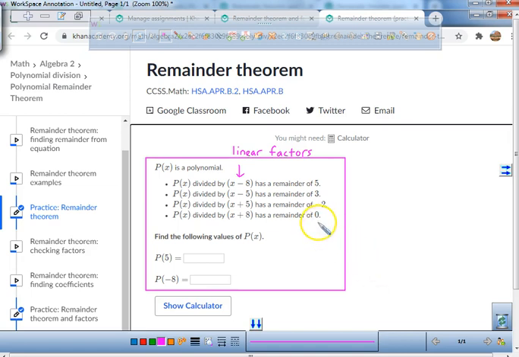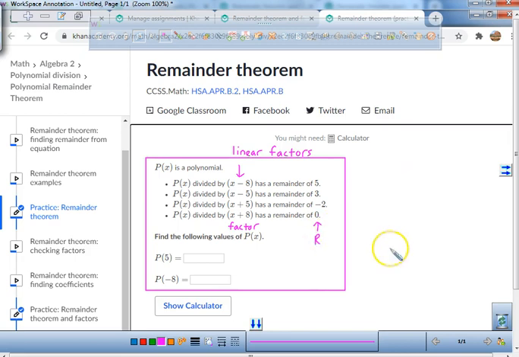Whenever you get a remainder of 0, that means that x plus 8 would be considered a factor that would go into that big old long polynomial. But if you get a remainder other than 0, that means it's not a factor. So is x minus 8 a factor? No. Is x minus 5 a factor? No. x plus 5? No. x plus 8 would be a factor because it has a remainder of 0. So whenever the r value equals 0, that lets you know that it's a factor.